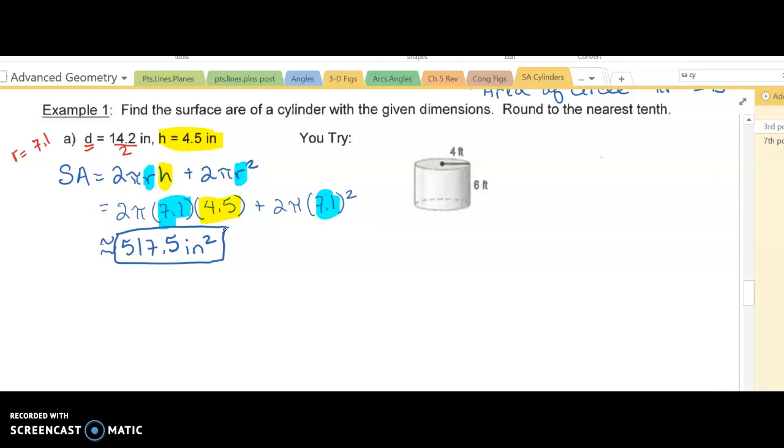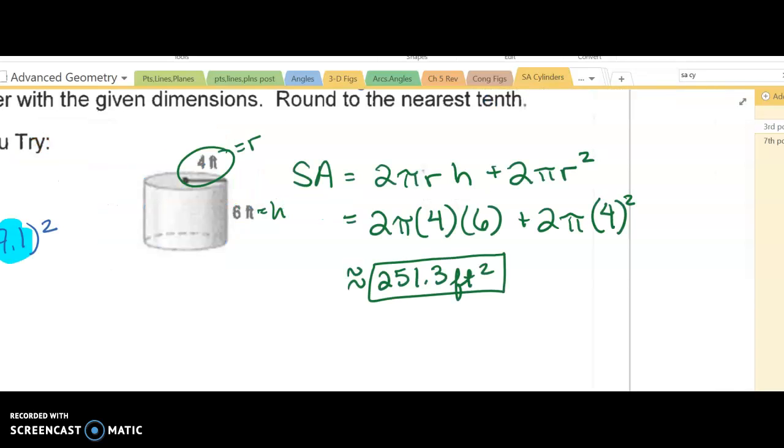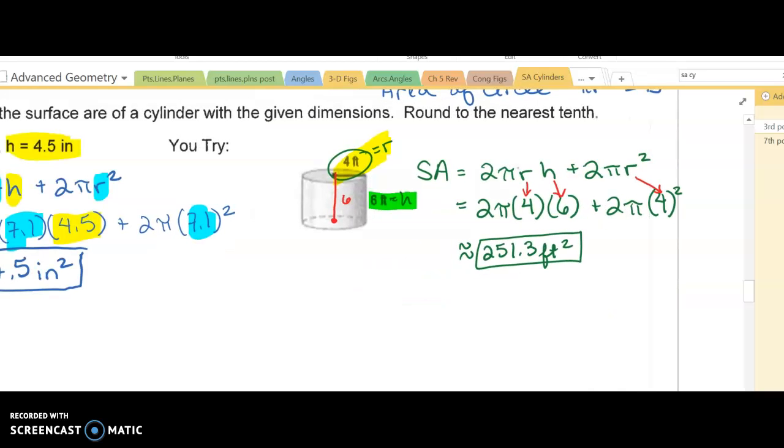Okay, so pause the video, do the You Try, and then I'll meet you back on the other side. Okay, so it's just a matter of plugging this into the formula. Your radius was given to you to be 4, the distance from the center out to the rim of the circle is what we call the radius. Your height, the distance between your bases, from one circle base to the other, was 6. So I just plugged that in, my 4 for my radius, my 6 for my height, my 4 for my radius squared, and I put that in my calculator and got 251.3 feet squared. Do make sure you're doing those units squared.